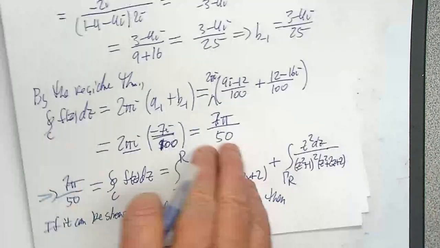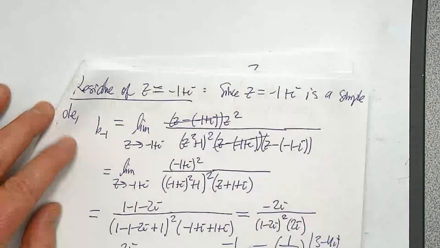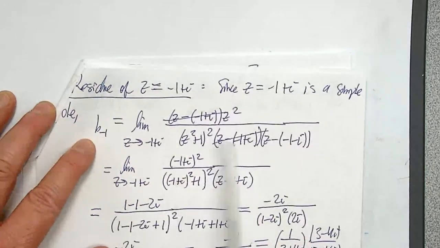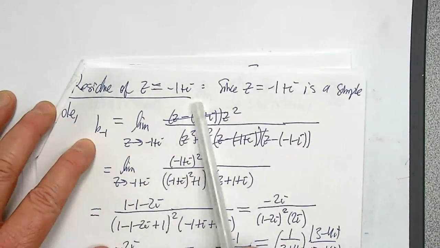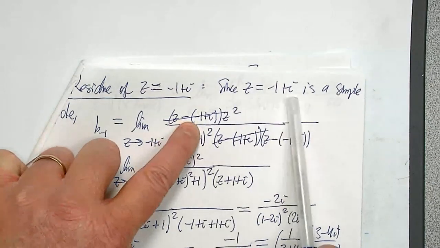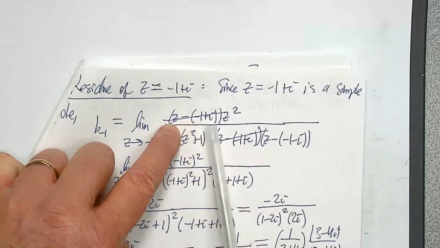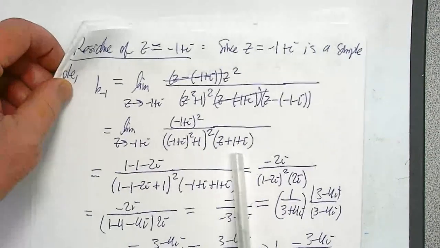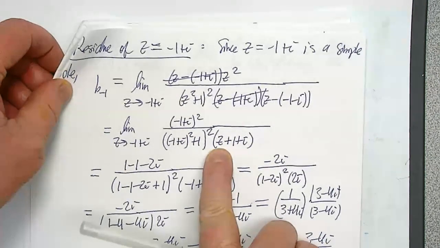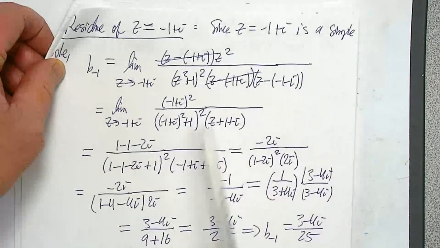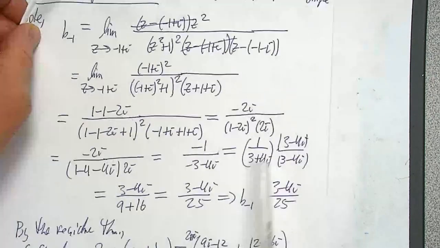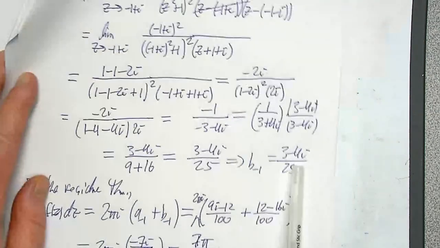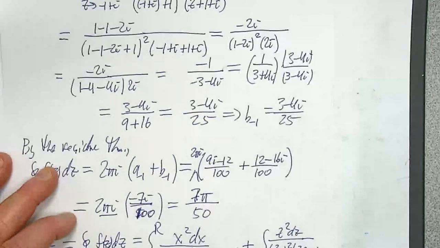Okay, and then we found the residue for z equals minus 1 plus i. Since it's a simple pole, we don't have to take any derivatives. We just multiply by z minus negative 1 plus i, which really, as you can see, is the same as z plus 1 minus i. And that cancels, and we take the limit and plug in. That z probably should have been minus 1 plus i, but it becomes that over here. And then you work it down to a complex number, 3 minus 4i over 25.